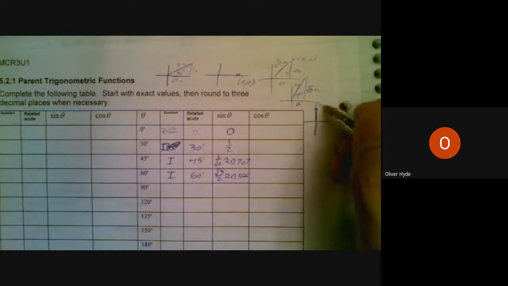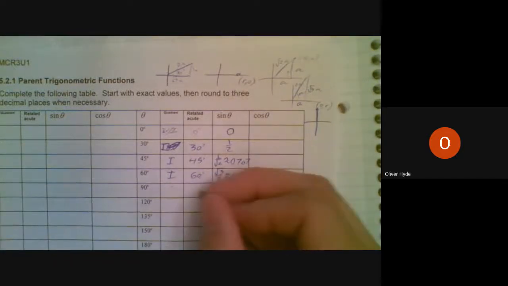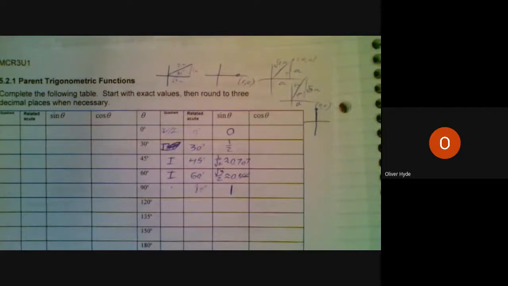Same thing with 0 degrees. I don't see a triangle here. I need to use XYR definitions. Terminal arm along 90 degrees would be passing through the point (0, r). The ratio of y to r then is going to be the ratio of 1 to 1, or 1. That's why my sine ratio has a maximum of 1.